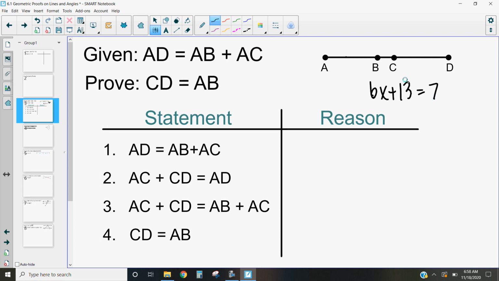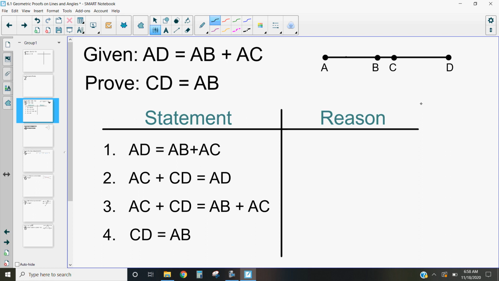In a geometry proof, oftentimes we're given information, such as in this problem, segment AD equals the length of segment AB plus the segment of AC. But in addition to that given statement, we're also given the information based on the picture that's shown to the side of it. And so that picture mixed with our given statement can help us understand the context of the problem and use it to then prove whatever we're trying to prove. So in this case, we're trying to prove that segment CD is the same as segment AB.